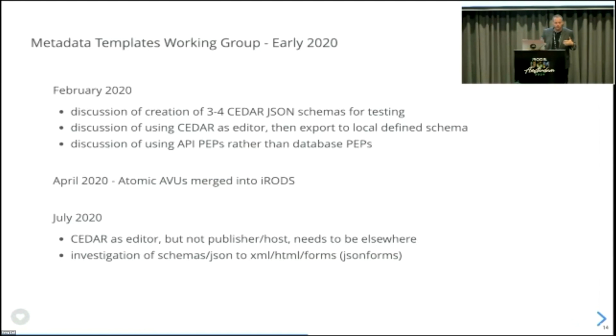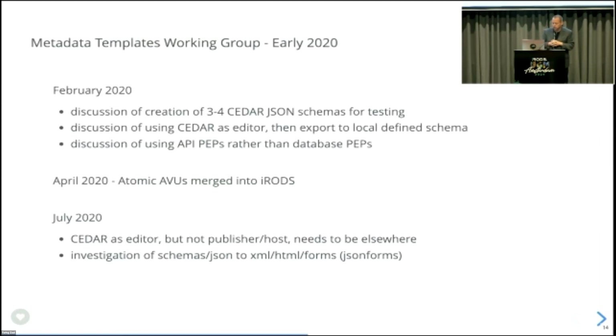Of course, nobody was using it because nobody upgrades. So sorry, that's not me. July 2020, we realized that Cedar could be the editor, but you basically have to pay them if you want them to be the host. So you can use them to fiddle around, but if you want to, you have to host them somewhere else. So that was a roadblock a little bit, or at least got in the way a little bit of our big plan.